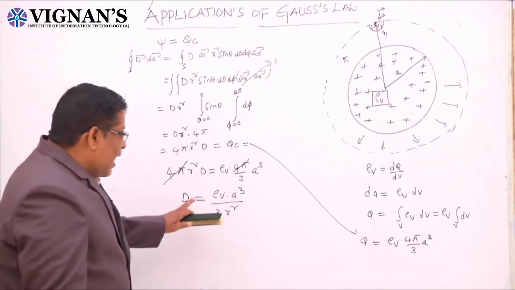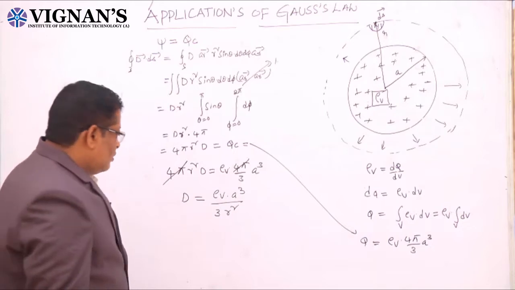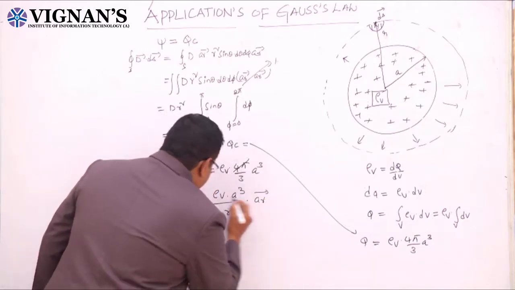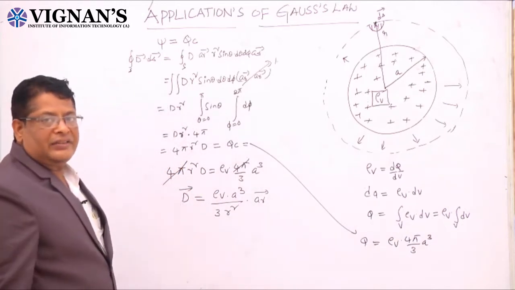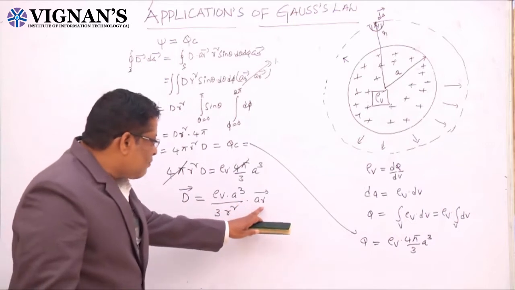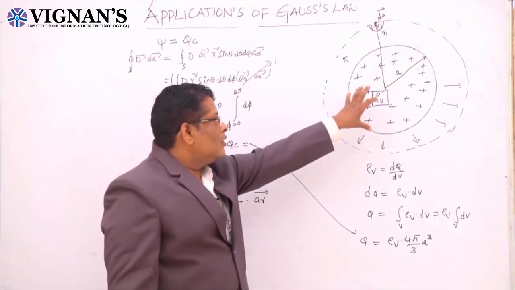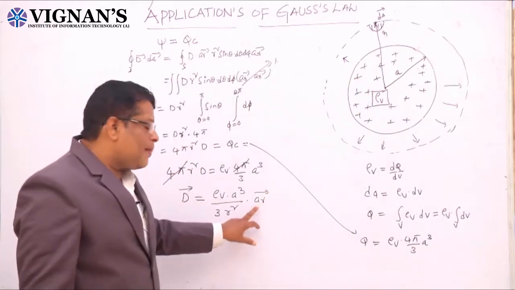This is magnitude. Now I assign the direction for this one: nothing but the flux in radial direction. That's why a r bar. This becomes a vector quantity. So why have I taken a r bar? It means the direction of the flux coming from the charged sphere is in radial direction. That's why here we have taken a r bar.